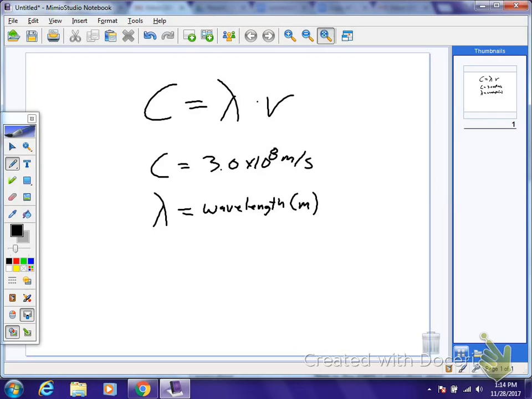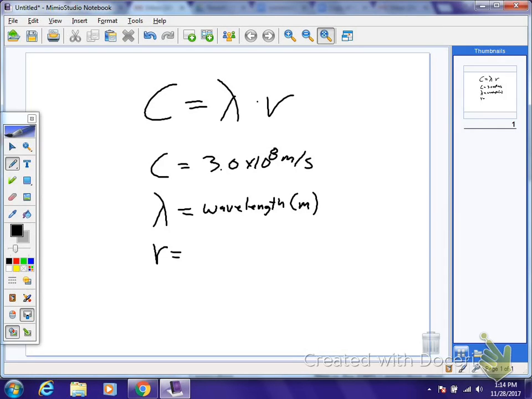So a lot of times wavelengths in the visible spectrum are measured in nanometers. So then we would just divide by 10^9 to get it in meters. So every time you're given nanometers, you just divide by 10^9, and you got meters. So that's just the conversion ratio on that.